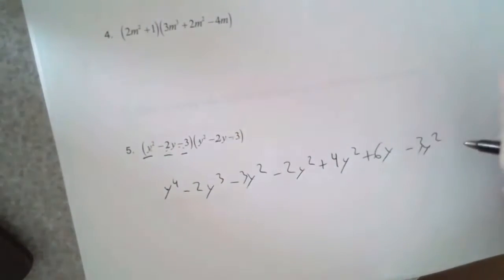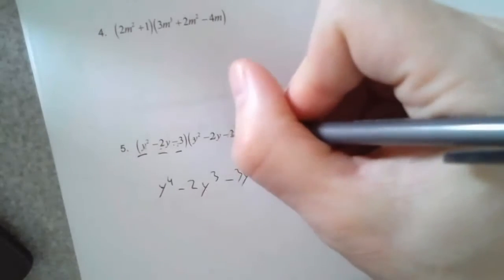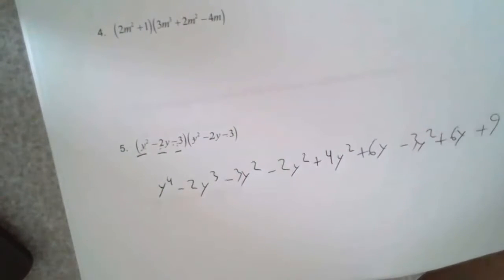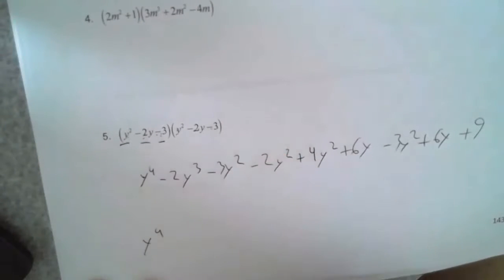Minus 3 times minus 2 is plus 6y. And minus 3 times minus 3 is plus 9. Now I can combine my like terms. So if I look at fourths, I just have y to the 4th.